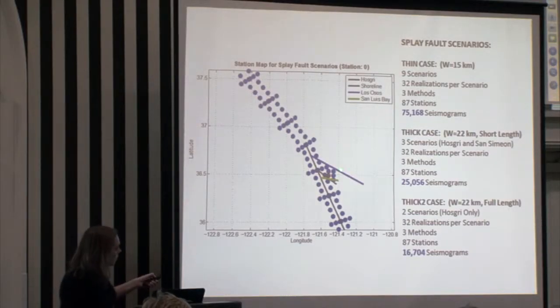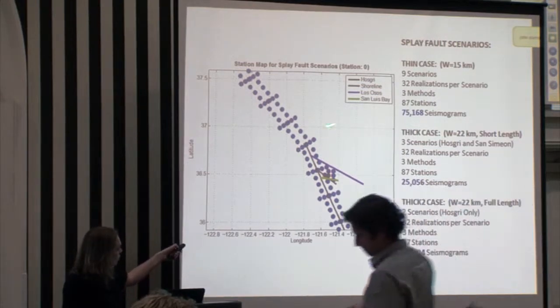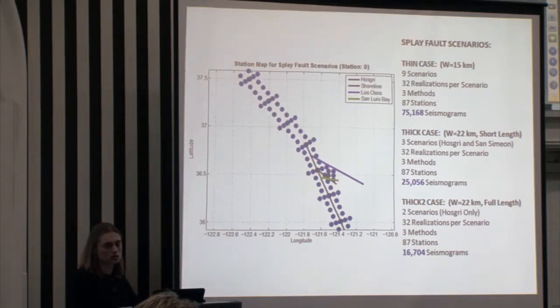For what I showed here, the magnitude for this segment was based on Leonard scaling of the length and the down dip width. Okay. And that's true for each one of these cases. And then they were combined in a post-processing to produce the splay. So the moment is lower than what the moment would have been if I had computed the total moment of the main fault plus splay and then partitioned it before running the scenario. That's the other way I could have done it. So which way would you recommend this be done?